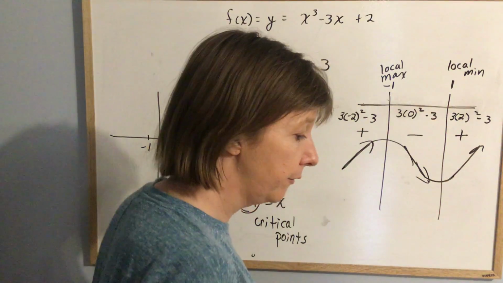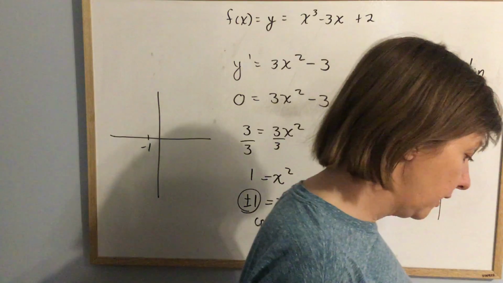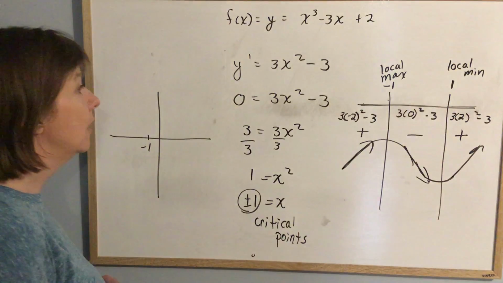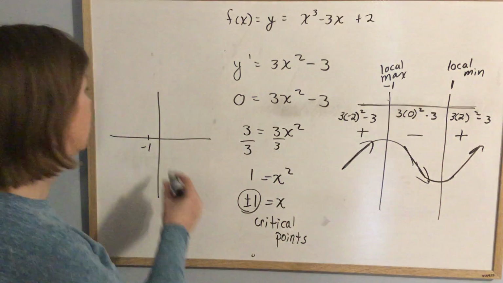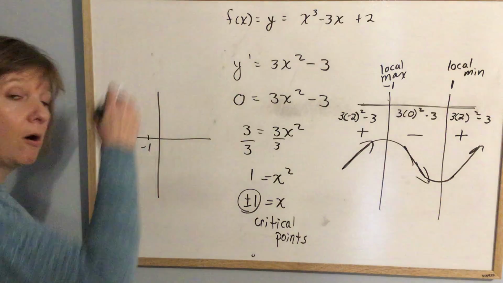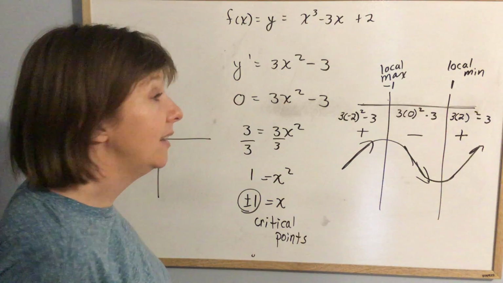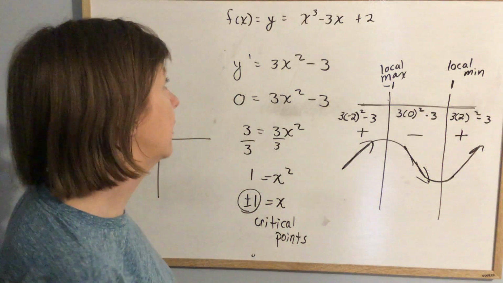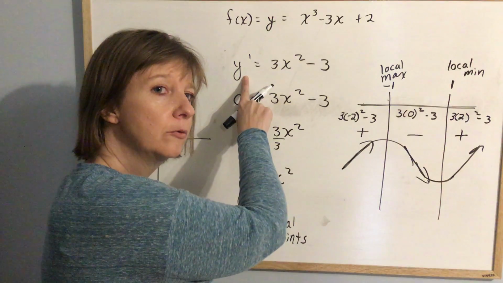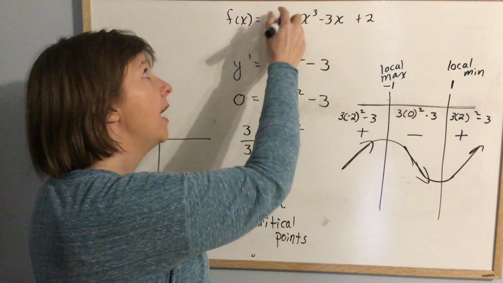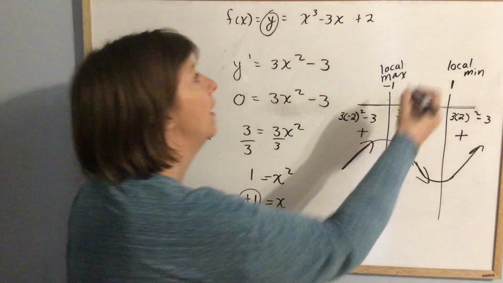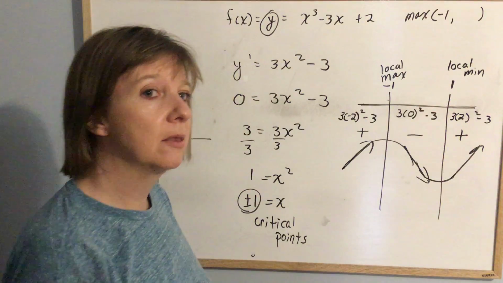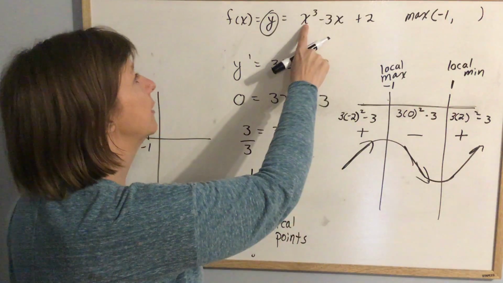Now I can even give them the points because it says determine the local maximum values and minimum values. So if I'm going to determine the local maximum, I know it's at -1, but what is the maximum? How high does it go? What I really need is a y value. So if I need a y value, I'm not going to go back to the y prime formula. I'm going to go back to the y formula because I need a y. I know that I have a maximum when x is -1, but what is that maximum? How high does it go? Well, I don't know. I'm going to put it in here.